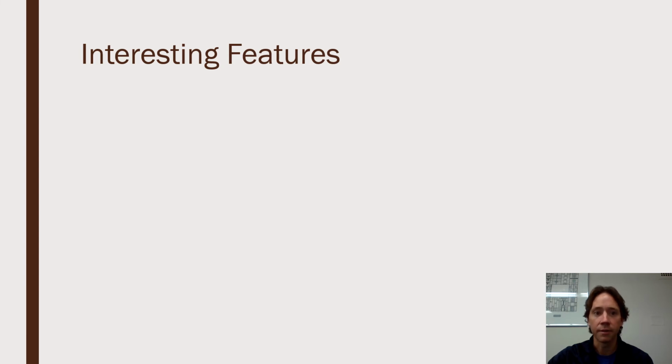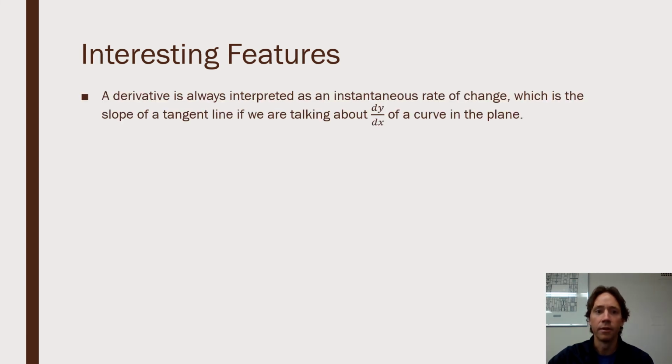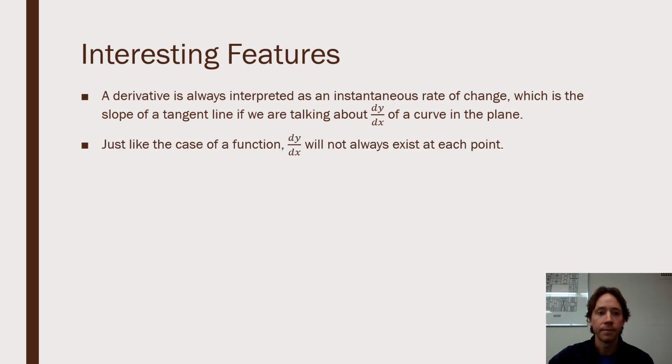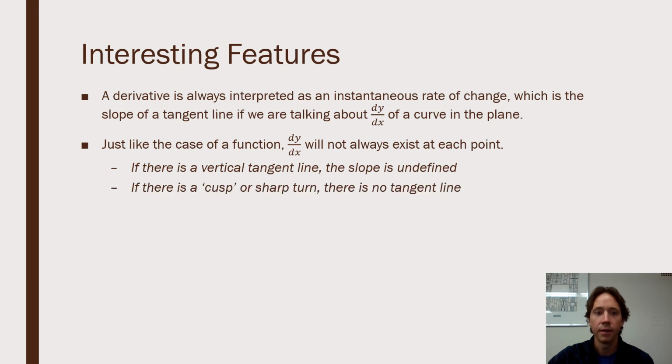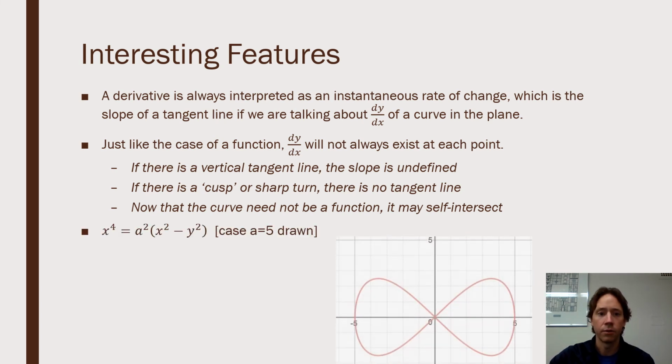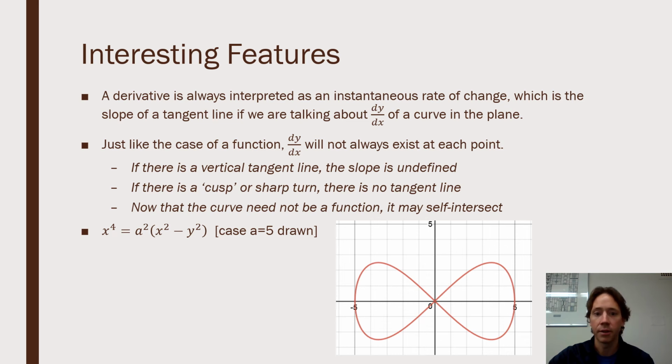Okay, so we can see interesting features when we take derivatives. Derivative can be interpreted as an instantaneous rate of change, and when it's on a graph, it's the slope of a tangent line. And just like the case of a function, dy dx will not always exist at every point on a curve. There might be a vertical tangent line. There, the slope is undefined. There might be a cusp or a sharp turn in the graph, and then there's no tangent line. And now that the curve need not be a function, there's one more possibility. The curve might self-intersect. So let's take a look at one nice curve here.